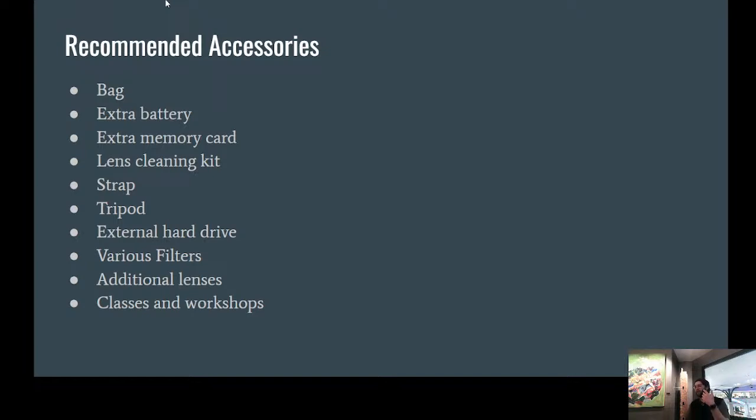Polarizing filters really cut through bad sunlight. Neutral density cuts through both polarizing and a standard UV, and it gives you the ability to change the density of that blockage of light. That's pretty nice. Additional lenses are always worth getting or looking into. And then the last thing is classes and workshops.